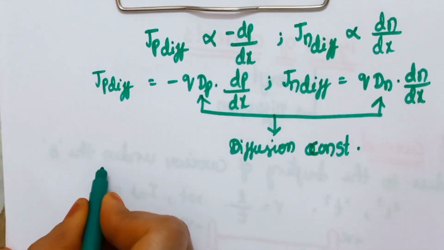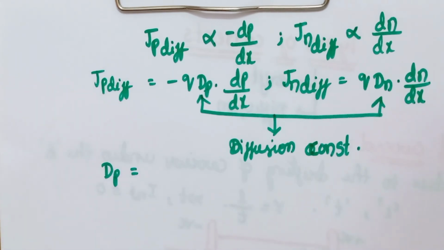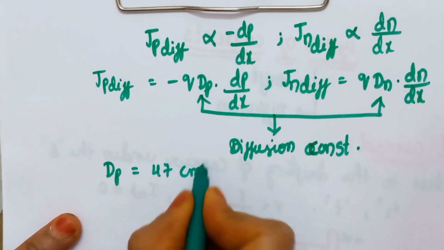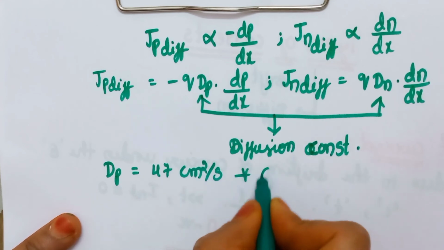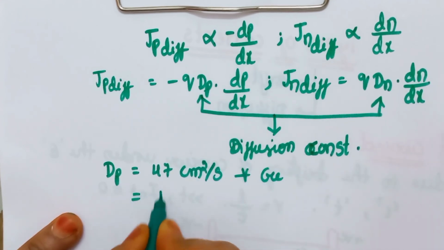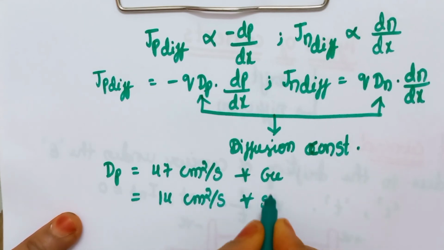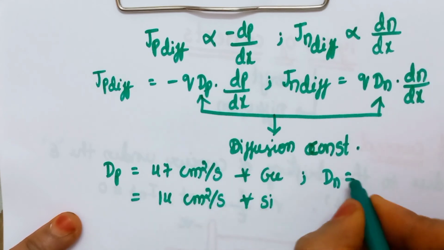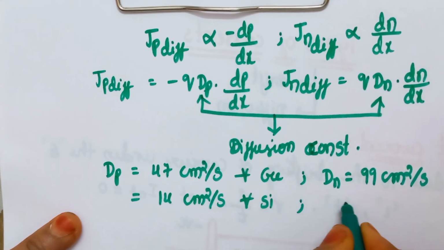The values of D_p and D_n for silicon and germanium are predetermined. The value of D_p is 47 centimeter square per second for germanium, and 14 centimeter square per second for silicon. Similarly, the D_n value for germanium is 99 centimeter square per second, and for silicon it is 34 centimeter square per second.